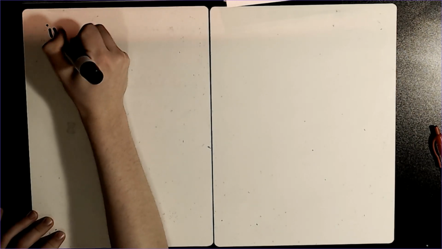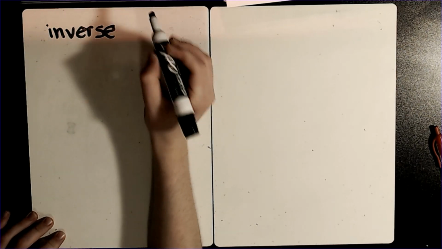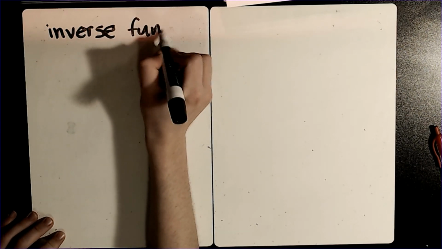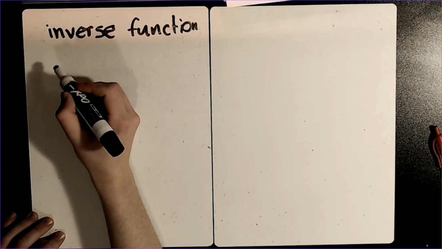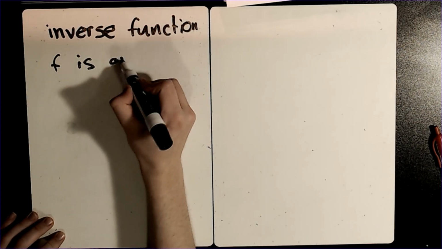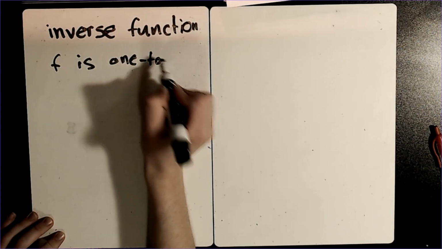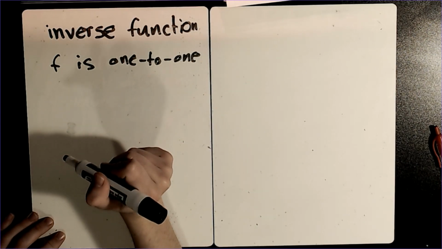Okay, welcome back. In this video we're going to look at inverse functions and kind of what they are. Okay, so if you have a one-to-one function, we'll say that f is a one-to-one function. So for any one-to-one function, it's going to have an inverse.